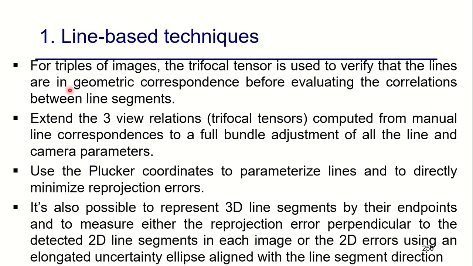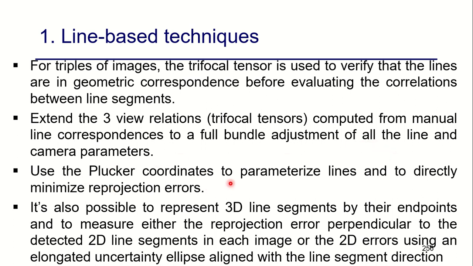For a triple of images, the trifocal tensor is used to verify that the lines are in geometric correspondence before evaluating the correlations between the line segments. Extend the three-view relation, that is, the trifocal tensors computed from manual line correspondences, to a full bundle adjustment of all the line and camera parameters.